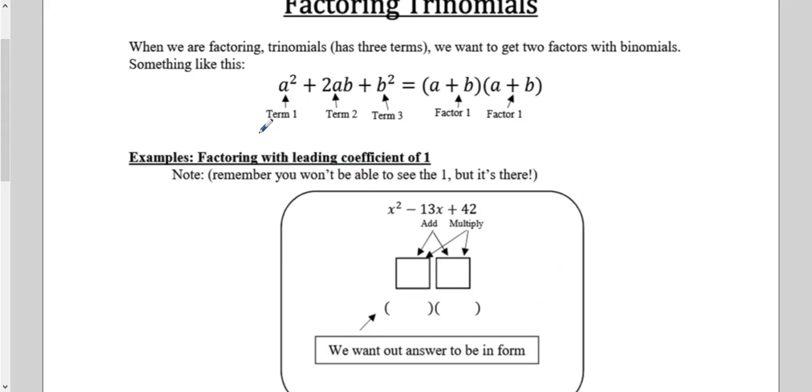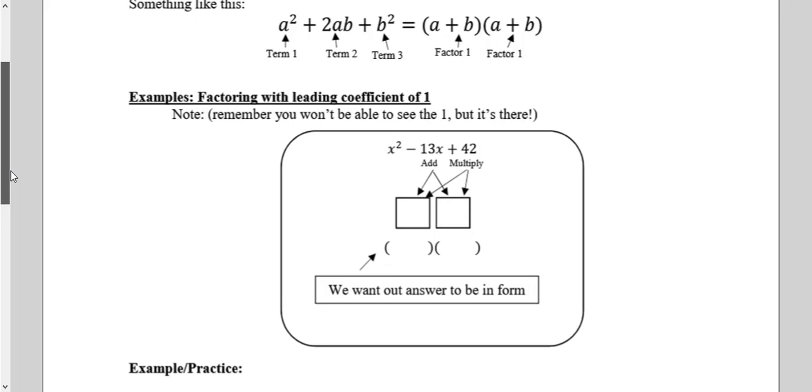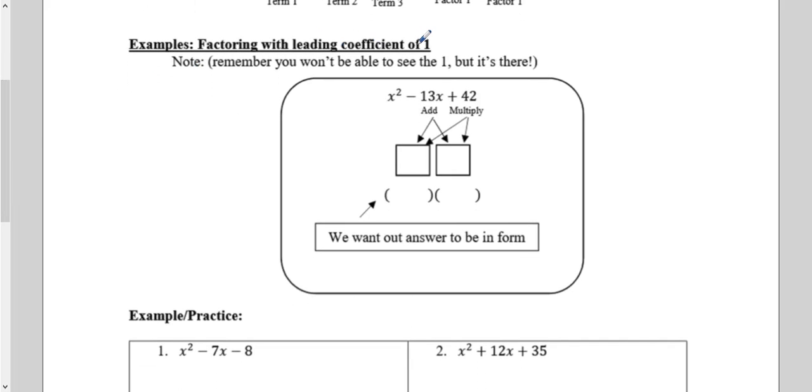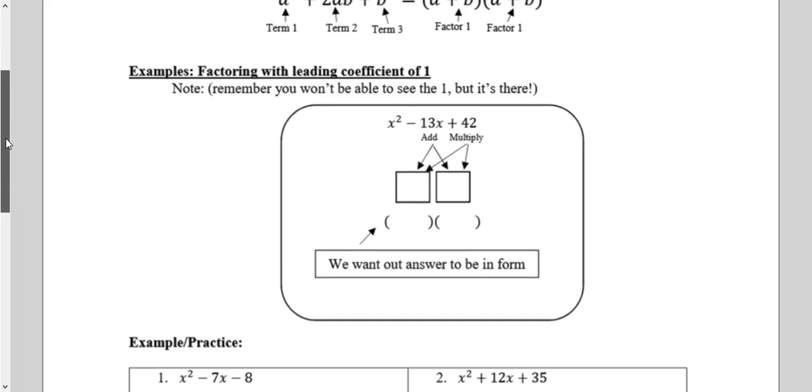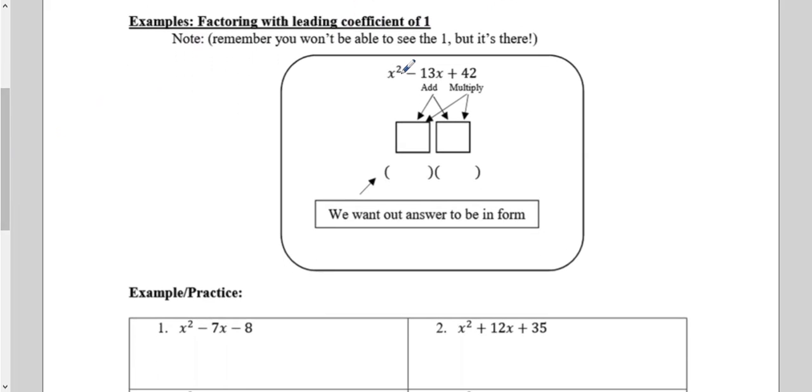So here, the first example we have is factoring with the leading coefficient of 1. What that means is that whenever we have the x squared, or whatever variable squared, you're going to have a leading coefficient of 1. Remember that you won't be able to see the 1, but it's there, okay?